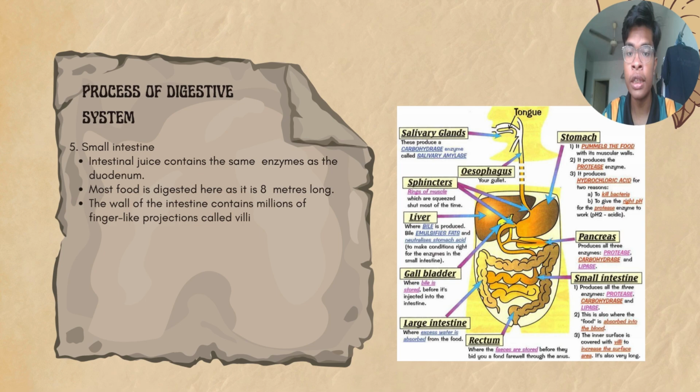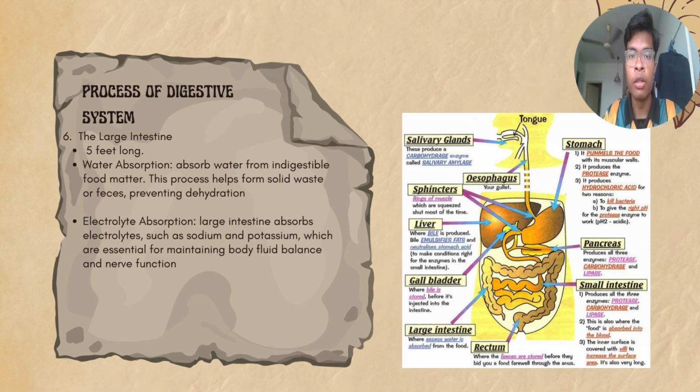Now, for the fifth process of the digestive system, which is the small intestine. Inside the small intestine, the intestinal juice contains the same enzymes as the duodenum. Most food is digested here as it is 8 meters long. The wall of the intestine contains millions of finger-like projections called villi. What are villi? They play a vital role in nutrient absorption by increasing the surface area of the intestinal lining, allowing for more efficient absorption of nutrients into the bloodstream.